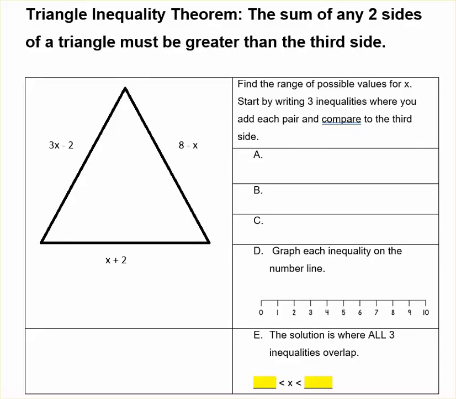So what we're going to have to do is write three inequalities because we don't know which side is the longest or the shortest. So in each case, we're going to add two sides together, and that sum is going to be greater than the third side.